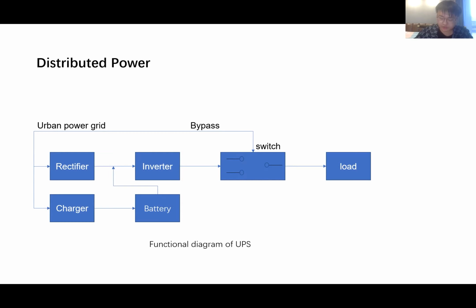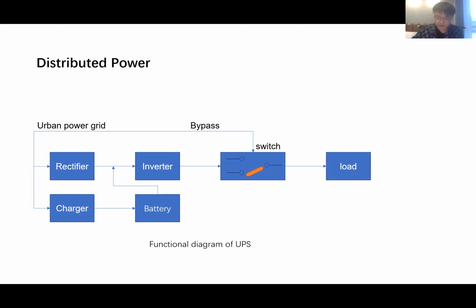The emergency electric source is also connected to the urban power grid to test if it is normal. When the urban power grid is normal, the load is supplied by the urban power grid directly through bypass, and the UPS is charged by the urban power grid too. Once the urban power grid is irregular, the switch will be switched to the other side, and the UPS will be started to supply power to the load.